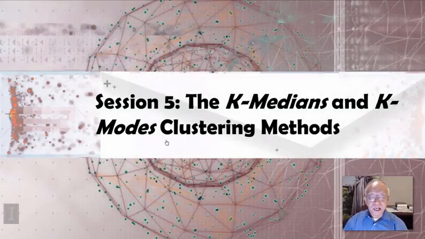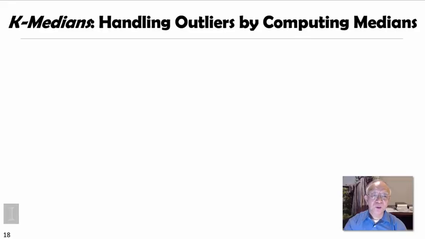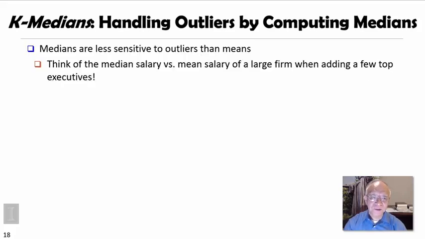In this session, I'm going to introduce the k-medians and the k-modes clustering methods as two interesting alternatives to the k-means clustering method. Why do we want k-medians? Because medians are better than means when we encounter outliers. Medians are usually less sensitive to outliers compared to means.